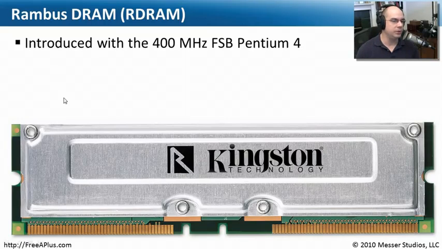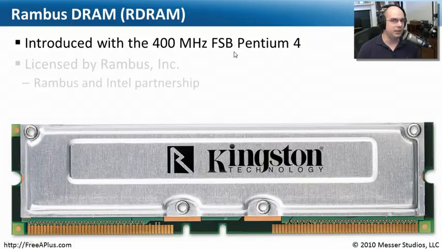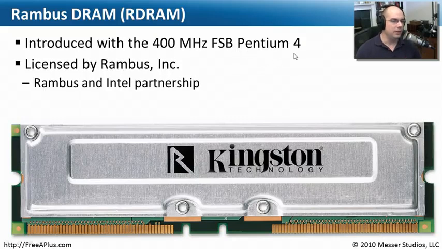We saw this first introduced in some older systems, Pentium 4 systems with a 400 megahertz front side bus. Gosh, that's a long time ago, a Pentium 4. Well, that is how long this technology has been around. As the name implies, RDRAM is a technology that was licensed by Rambus. They created the technology. They don't build the chips. You can see, in fact, this is a Rambus chip that's actually manufactured by Kingston.